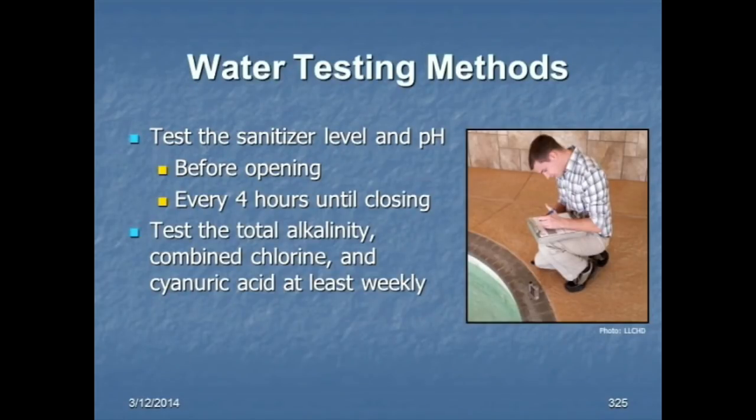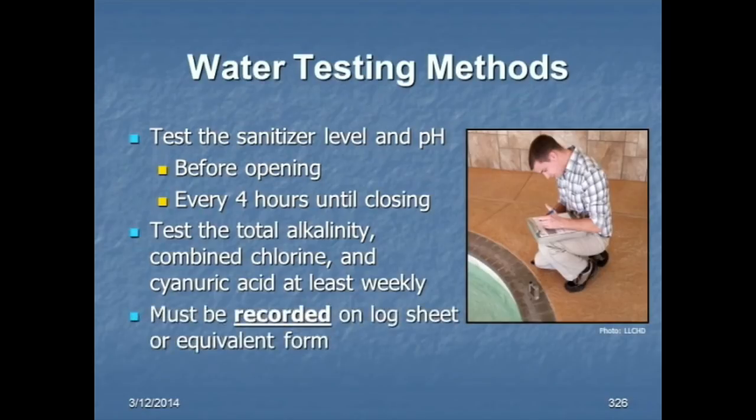Verify that your combined chlorine is not any higher than 0.5 parts per million and that your stabilizer numbers, your cyanuric acid, is below 50. Check those numbers. Be sure that information is recorded on your log sheet. If you don't write it down, it didn't happen. In a court of law, well, I test it every day, but if you didn't write it, it doesn't mean anything. Write those numbers down, showing what those levels are.